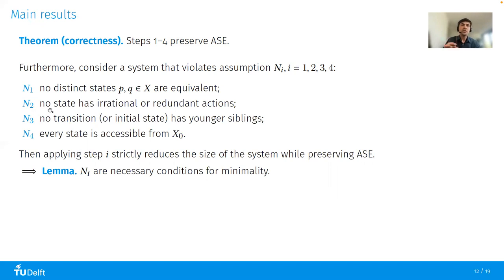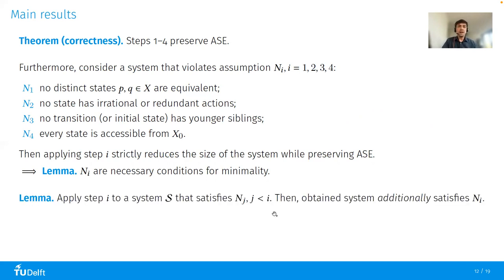N2, no state has irrational or redundant actions. N3, no transition or initial state has younger siblings. And finally, N4, every state is accessible from X0. If any of these conditions is violated, say N3, we apply step 3, and we can strictly reduce the size of the system while preserving ASC. Therefore, a lemma is that all Ni are necessary conditions for minimality.